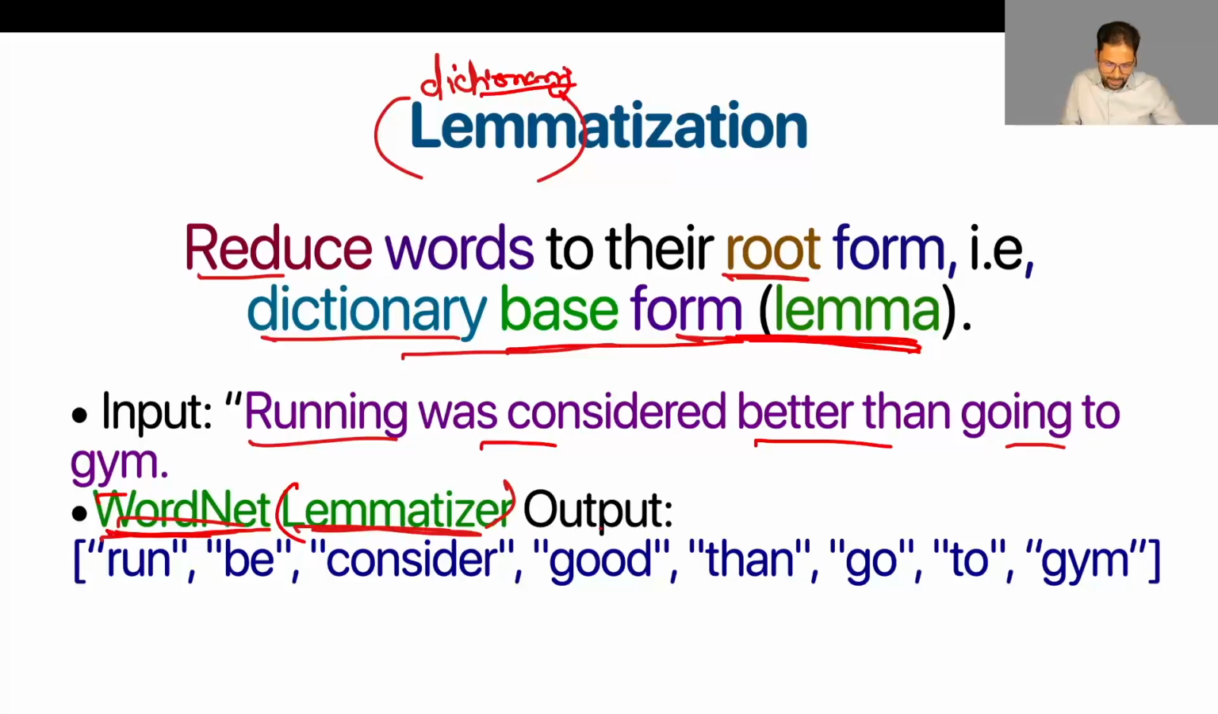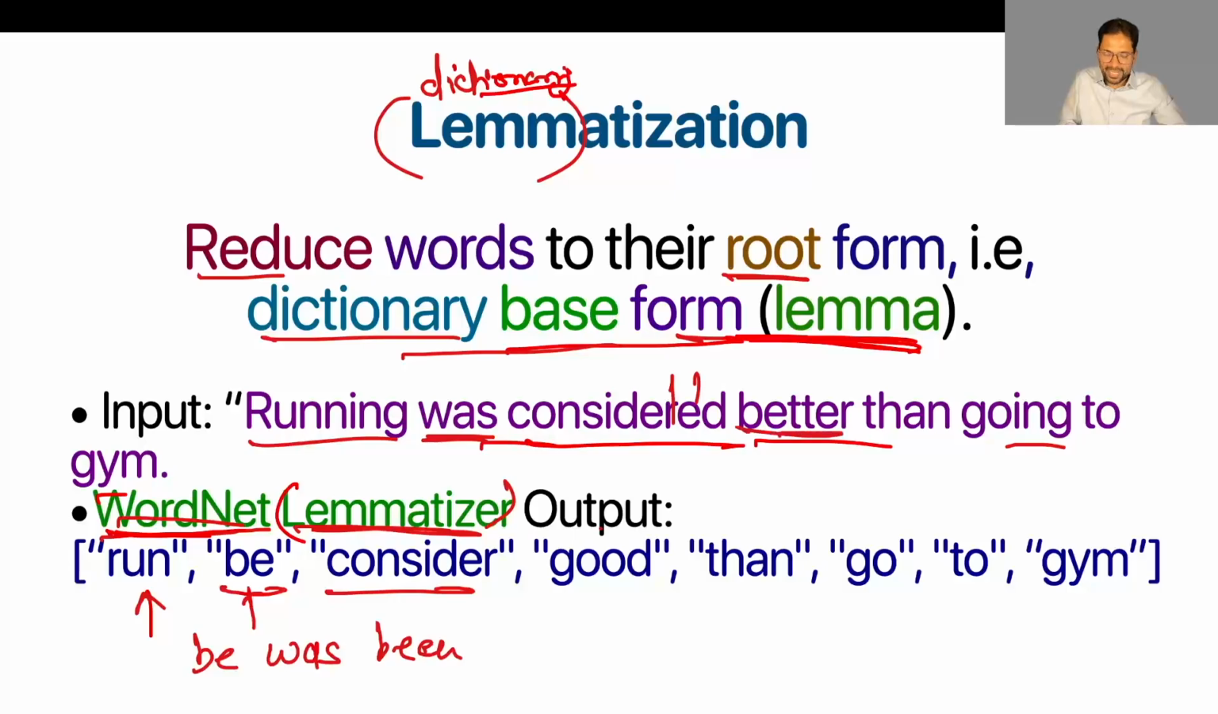In the output, running will be lemmatized to run. Was will go to its root form, be. Understand? Be, was, been are the past tense and past participle forms, English revision. These are the forms of be, so the root form of was is be. Considered becomes consider, present tense. Better becomes good, like good, better, best. Than, go, gym stay as they are. All these root words have some meaning that comes from the dictionary, that is the lemma. That's the difference between stemming and lemmatization.